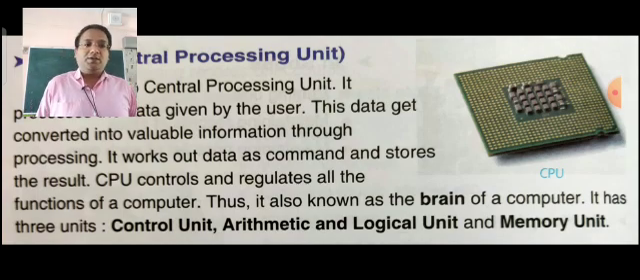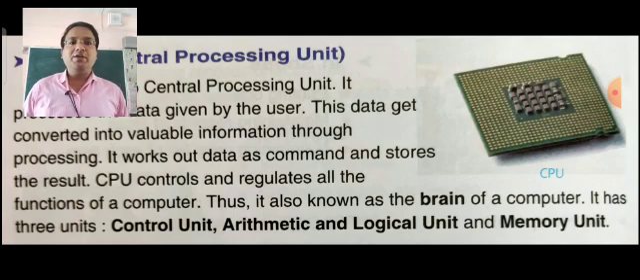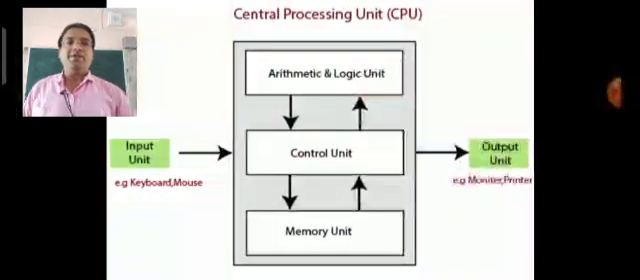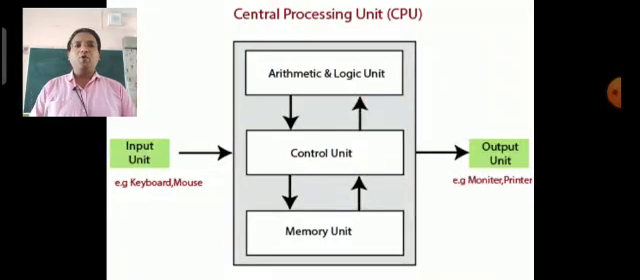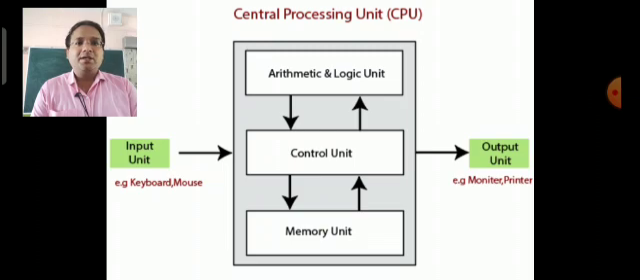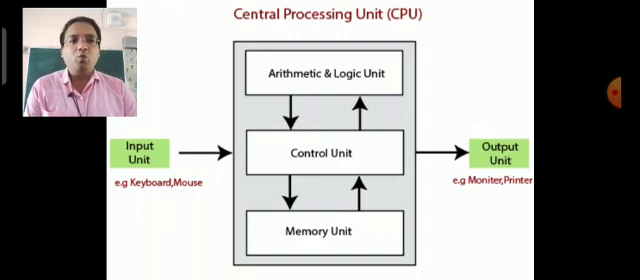So it has three units: control unit, arithmetic and logic unit, and memory unit. Here you can see the block diagram of a computer. Now I am going to teach you about how CPU works.